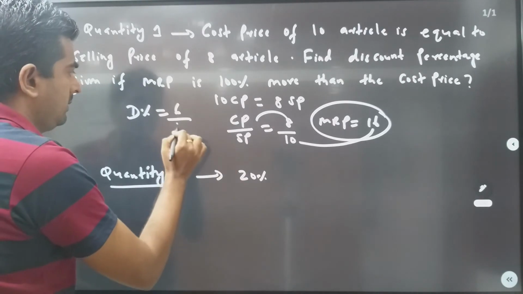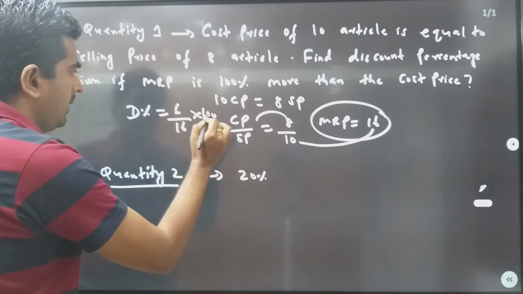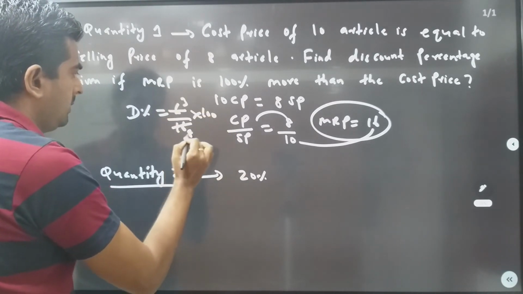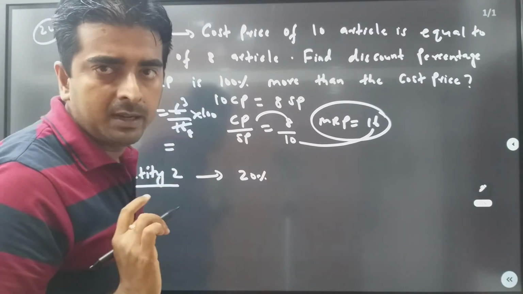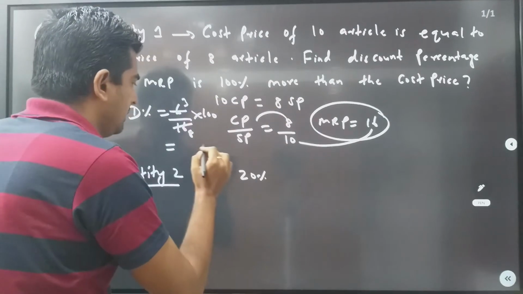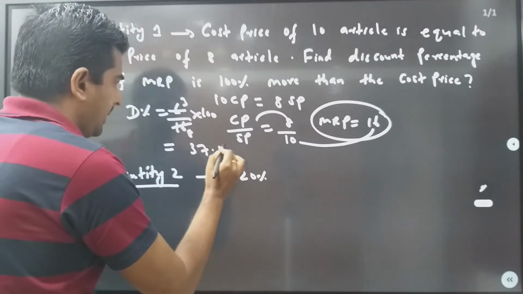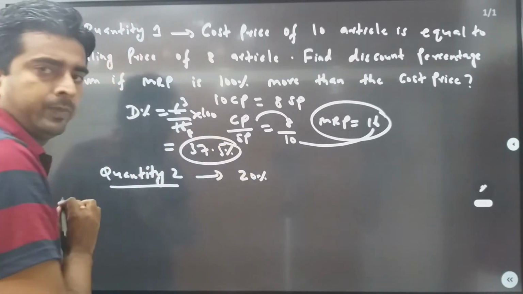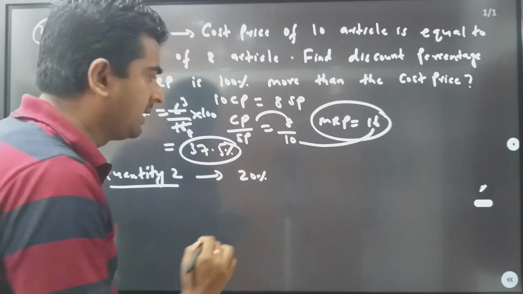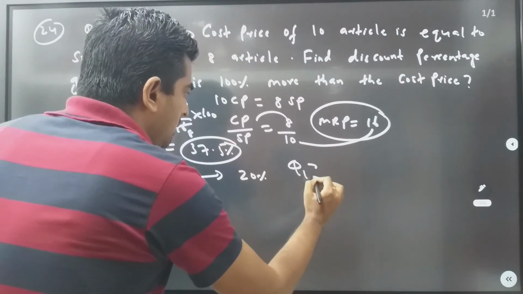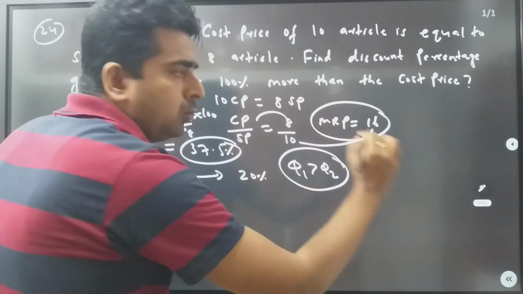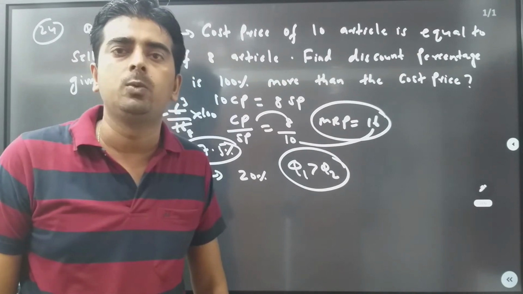6 by 16 into 100. 2 3s are, 2 8s are. What is 1 by 8 percentage value? 12.5 into 3, 37.5%. And what about quantity 2? 20%. So my answer is Q1 greater than Q2. Right? Q1 greater than Q2.